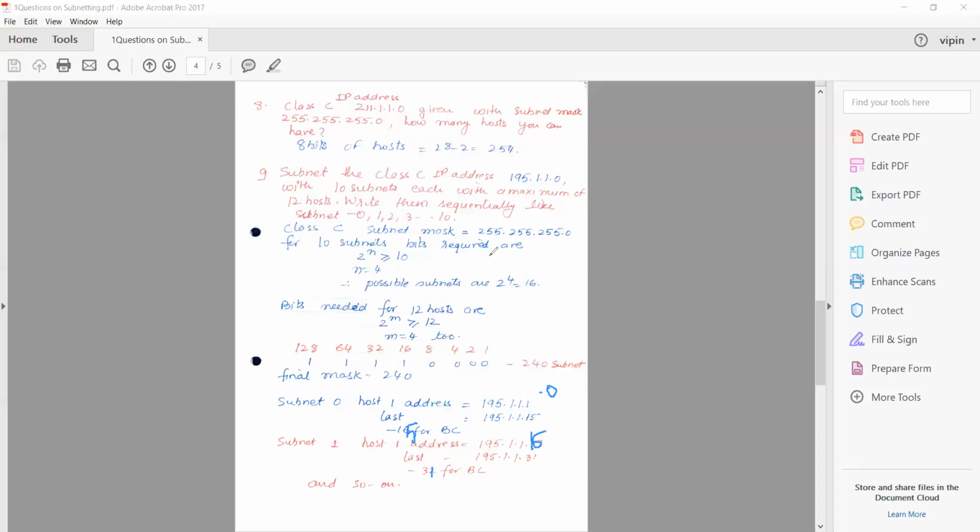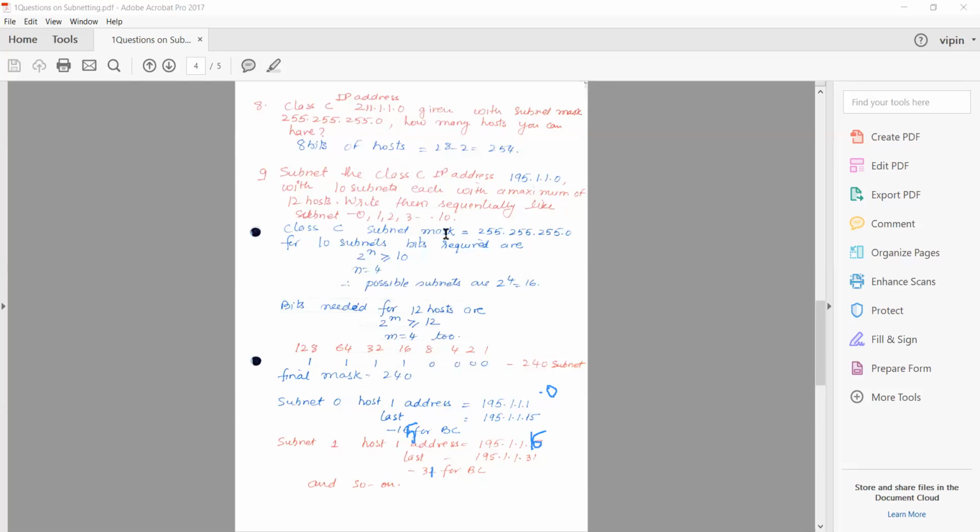Taken from the previous video. For question 9, subnet the class C IP address 195.1.1.0 with certain subnets, each with a maximum of 12 hosts. Write them sequentially like subnet 0, 1, 2, 3, and so on.